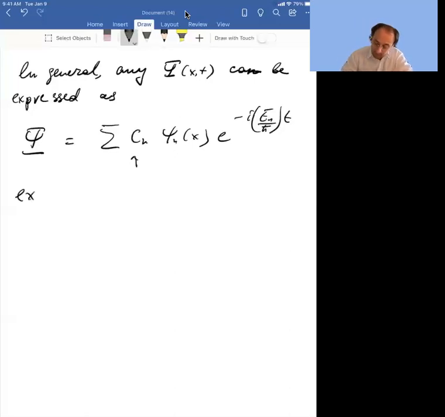So for example, let's say the wave function, I'm not going to put the arguments. It's obvious that it's a function of space and time. So I don't always have to say it's a function of x and time. As you can see, it's a function of x and time.